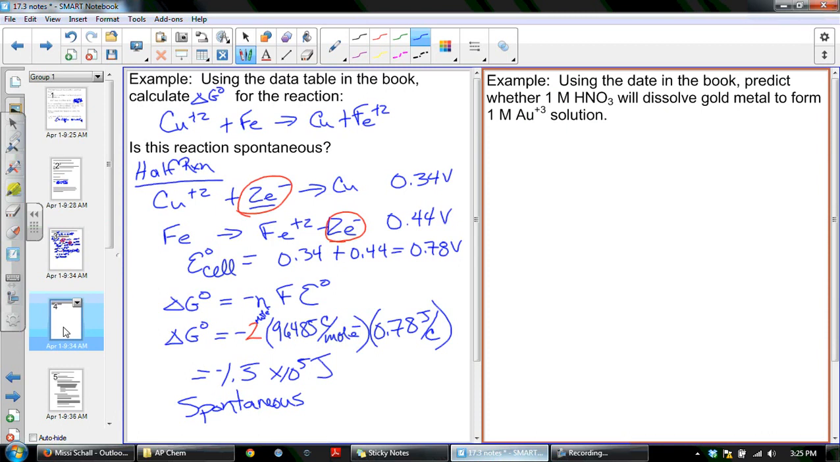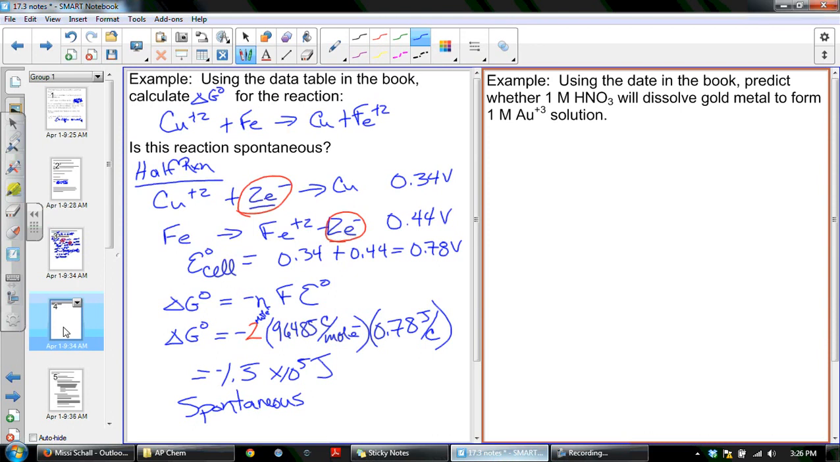Now, this is the one that we're going to spend a little bit of time on. The example here, and now I lost my page in the book, talks about using the data in the book to predict whether 1 molar HNO3 will dissolve gold metal to form 1 molar Au+3, so Au+3 being gold ions in solution. So we need to come up with our own equation for this, and this becomes a little messy. So how would you go about doing this?